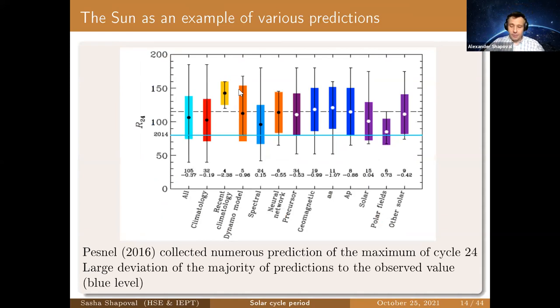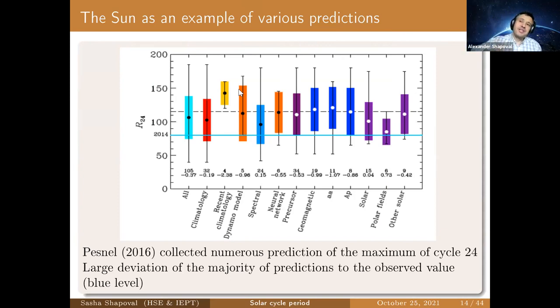The sun is an example of various predictions. And this is a very interesting, exciting and intriguing picture. Well, if you know a lot about a system, you could try to predict its future. It's very interesting if you think about the sun. Regarding the solar cycle, you could try to predict the time of the next solar maximum and the amplitude at the maximum.